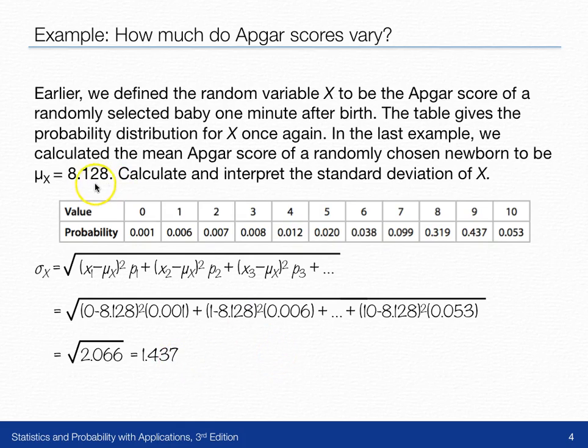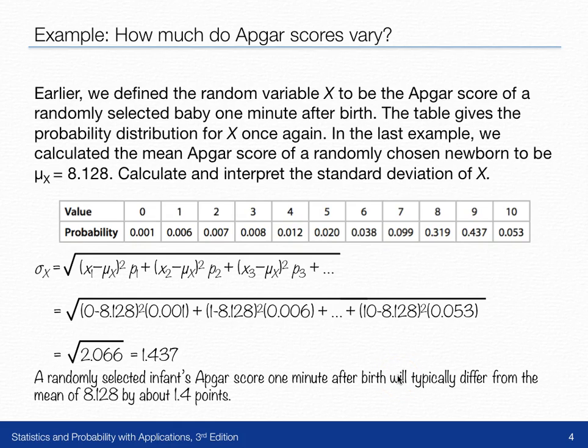We know that the mean was 8.128. And we can say that a randomly selected infant's APGAR score 1 minute after birth will typically differ from that mean of 8.128 by about 1.4 points.